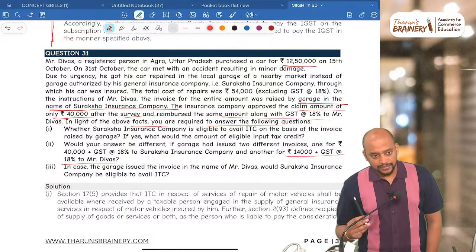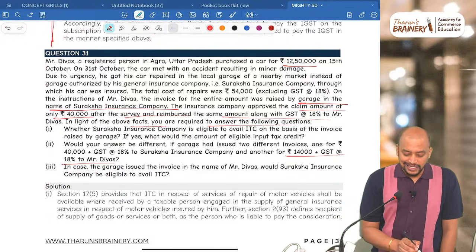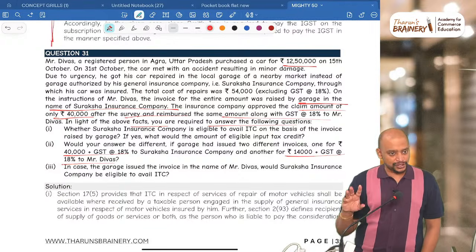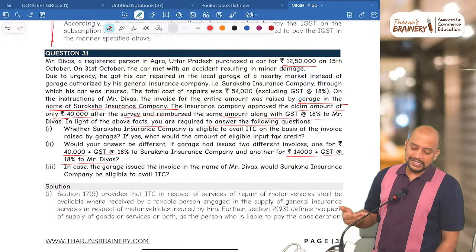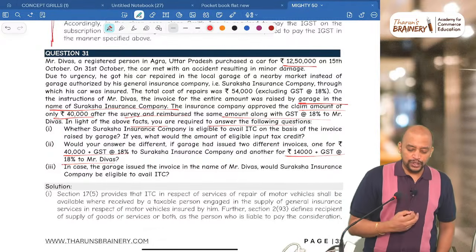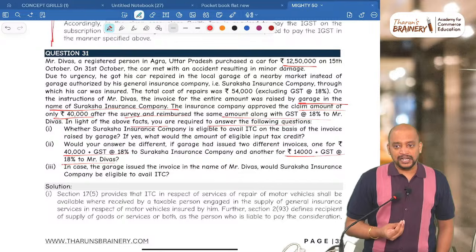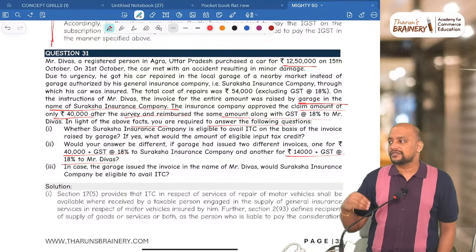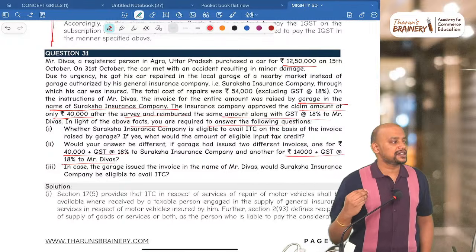Then also, the insurance company can take ITC to the extent of 40,000 into 18%, that is 7,200. And what about Mr. Divas? Mr. Divas cannot take ITC because the motor vehicle purchased by Divas is not eligible for ITC. Consequently, the repair service is also not eligible for ITC. It's covered under the blocked credit.